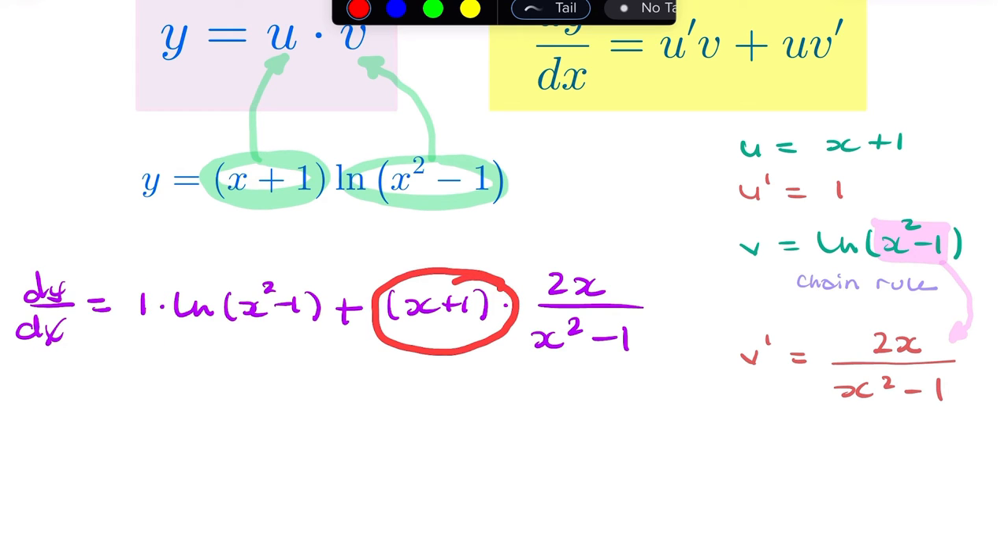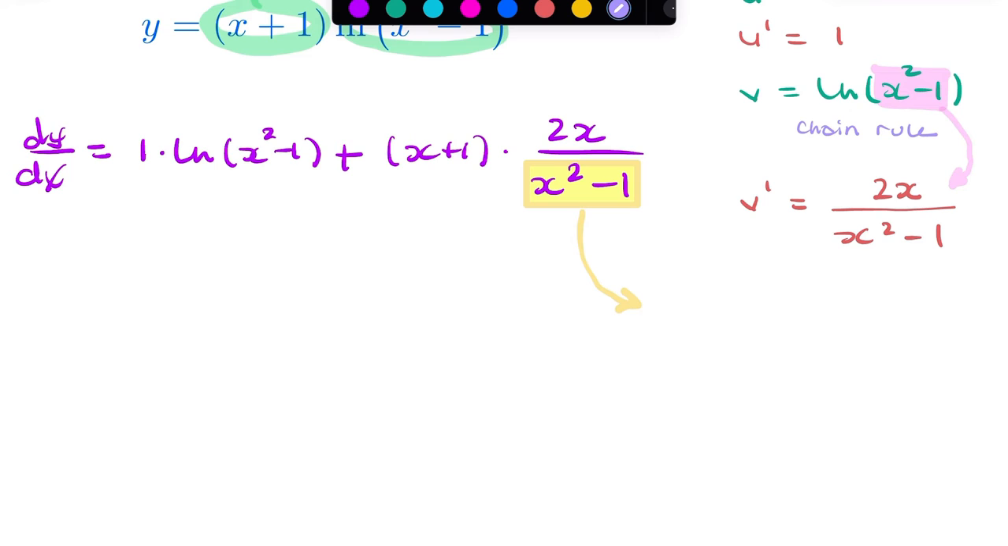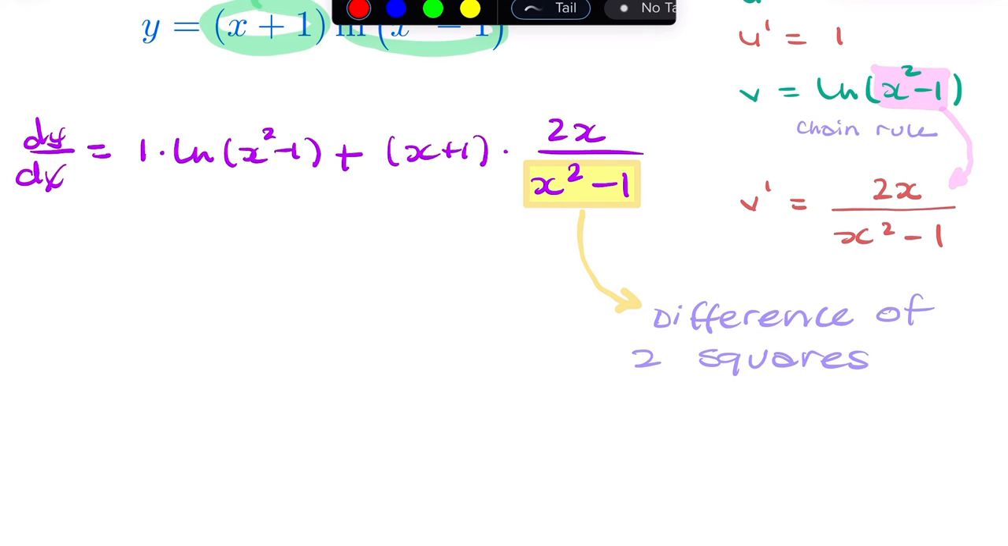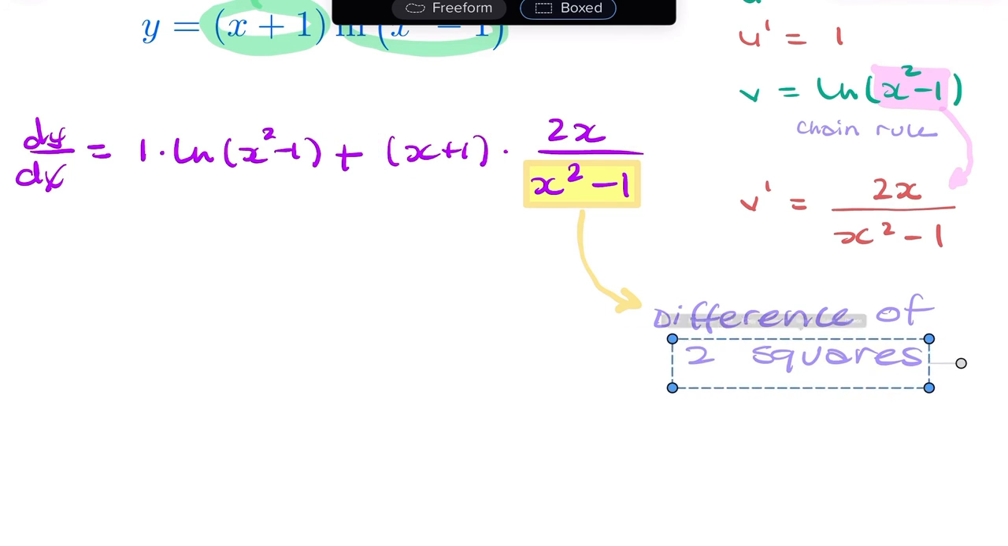But if you look carefully, it looks like we can simplify that, because this denominator here is something that we call the difference of two squares. Okay? Because you've got two squares, x squared and 1 squared, so we can use the difference of two squares to factorize that. And the reason is because we will end up not having that term. So it's just a method of simplifying. So generally when they want you to differentiate, they want you to simplify it.